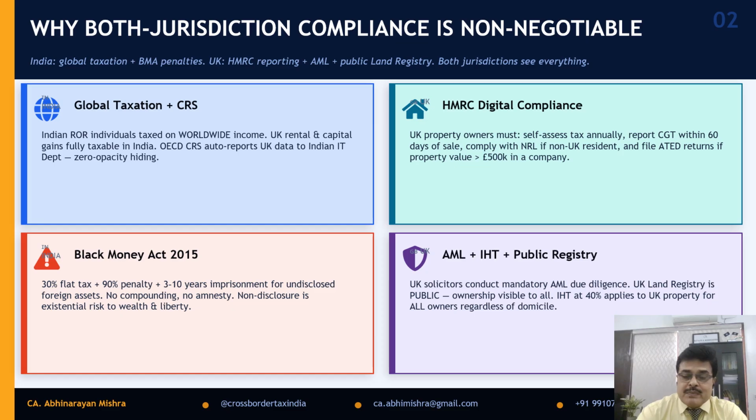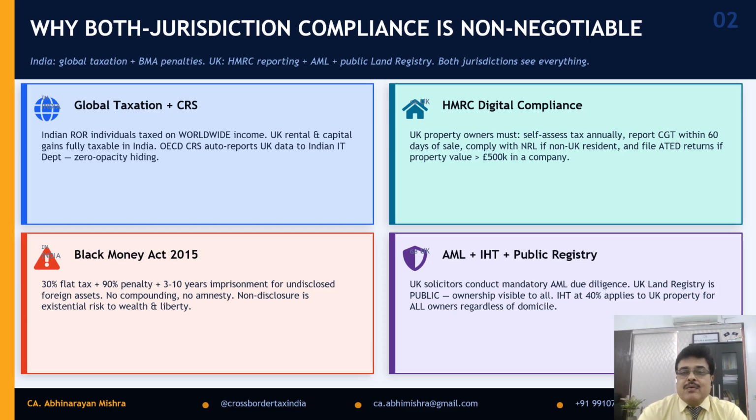So non-disclosure means the Black Money Act of 2015 will be applicable, and a 30% flat tax rate is there, plus 90% penalty, plus 3 to 10 years imprisonment for undisclosed foreign assets. So no compounding, no amnesty. Non-disclosure is an existential risk to wealth and liberty.